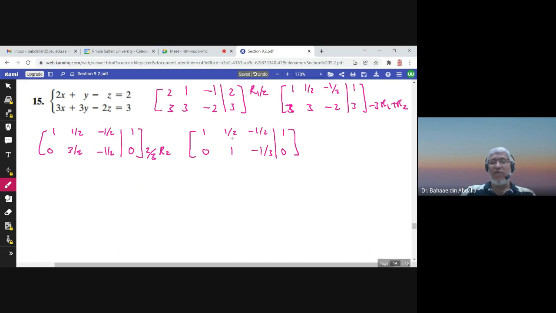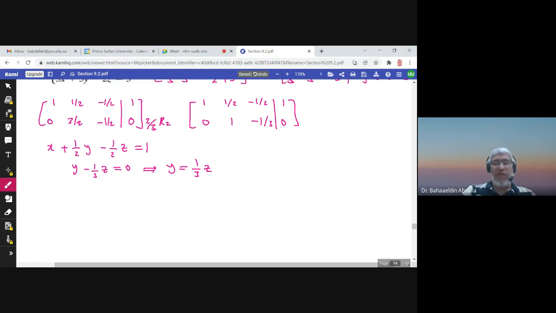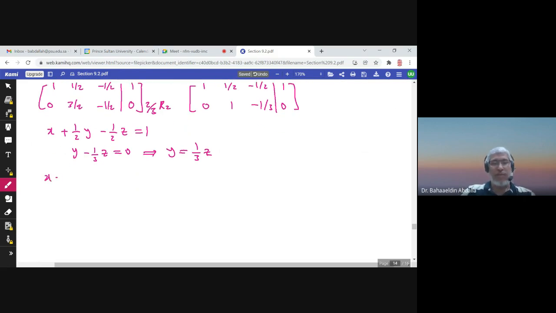If you are solving using Gauss and Jordan, you can use this one to make the half 0 if you like. But it's okay. X plus half y minus half z equals to 1, and y minus 1 over 3z is equal to 0. Solving the second equation for y is 1 over 3z. Let us solve the first equation for x. Half times 1 over 3 z minus half z equals 1.